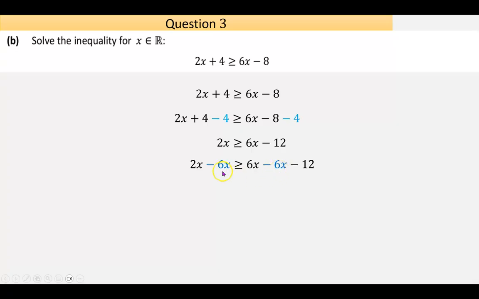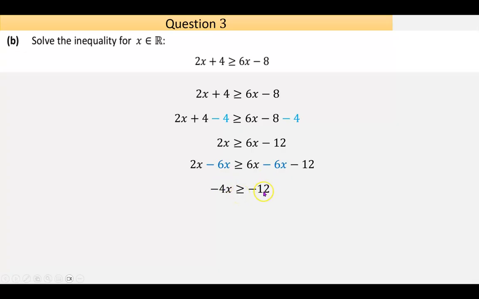If I do it to one side, I have to do the same thing to the other side. And that brings me on to 2x take away 6x is -4x is greater than or equal to -12. Now here, the interesting thing with inequality happens. If I multiply or divide across by a negative number, the inequality has to change direction.